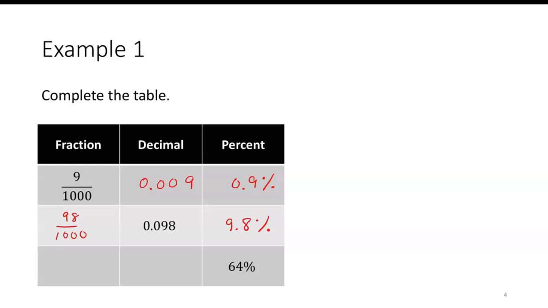And then for the last row, 64%, again, percent means divide by 100, so you can write this as 64 divided by 100, or you could put the 64 over the hundredths place, so 0.64.